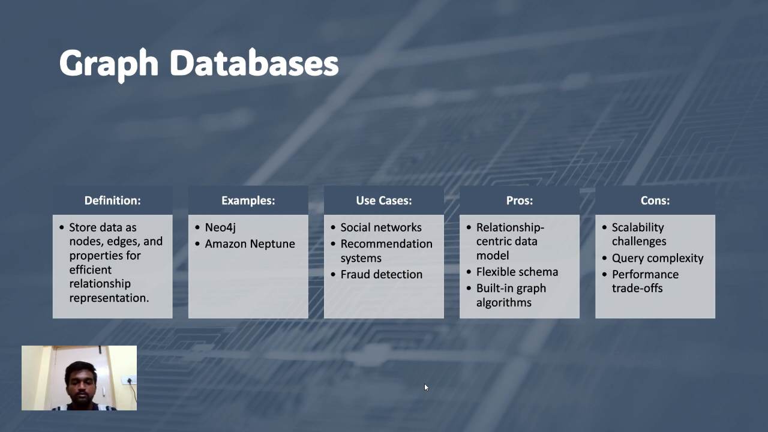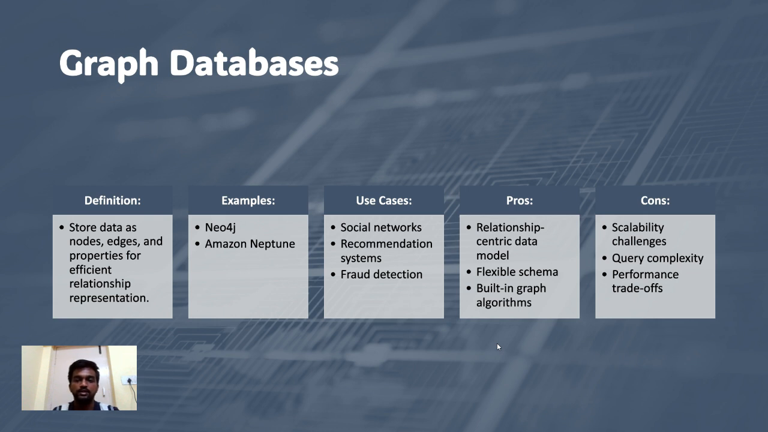And what are the advantages or pros of the graph database? Relationship-centric data modeling. Graph databases are optimized for querying and traversing complex relationships, enabling efficient graph-based algorithms. Then it has flexible schema and it has built-in graph algorithms. So just using those algorithm names, we can use the complete graph database rather than writing a new algorithm for each and every data. Then what are the cons?